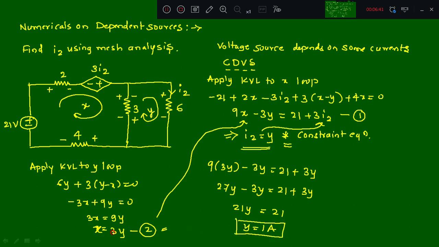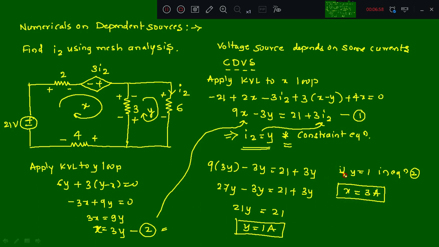But if I substitute y equal to 1 ampere in this equation number 2, if y equal to 1 in equation 2, what will we get? x is 3 amperes. This is also one of the solutions.